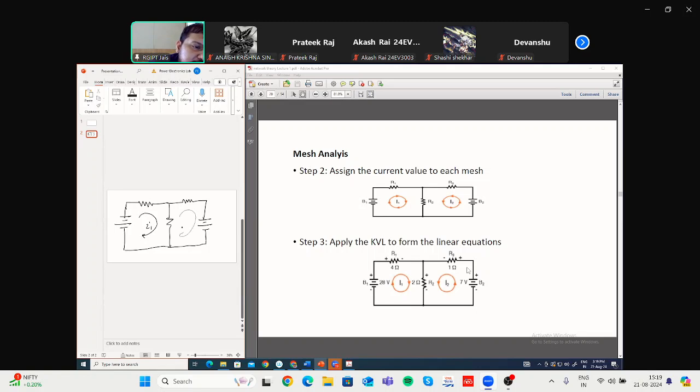You have considered an unknown current I2 in loop 2. Okay, in loop 2. The exact values of these voltages are given here. It is 28 volt, 4 ohm, 2 ohm, 1 ohm.